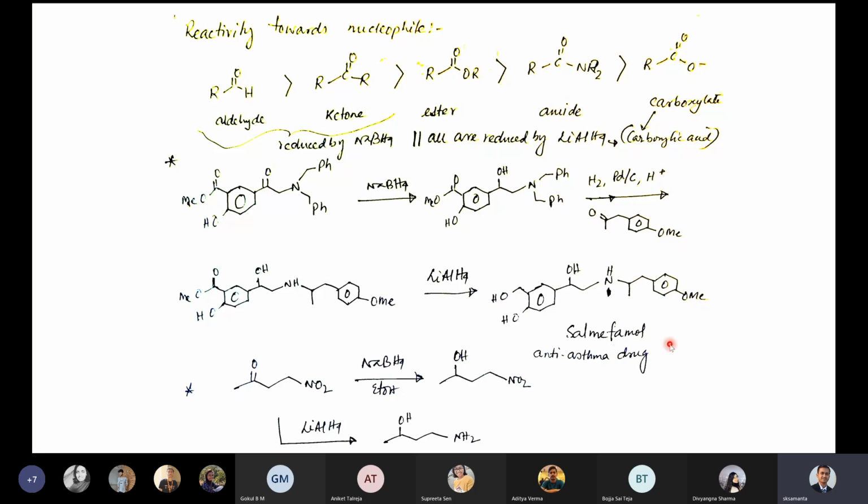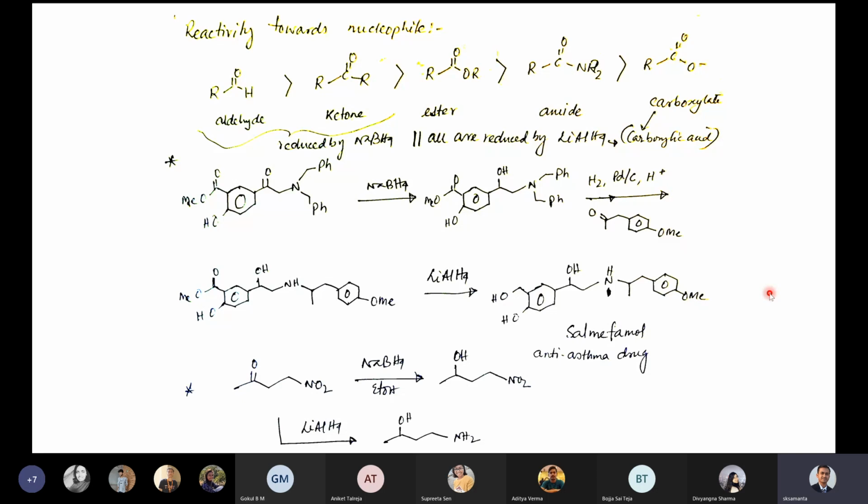So the main purpose of this sequence is to show that this kind of reducing agent is very important to make some of these drugs.